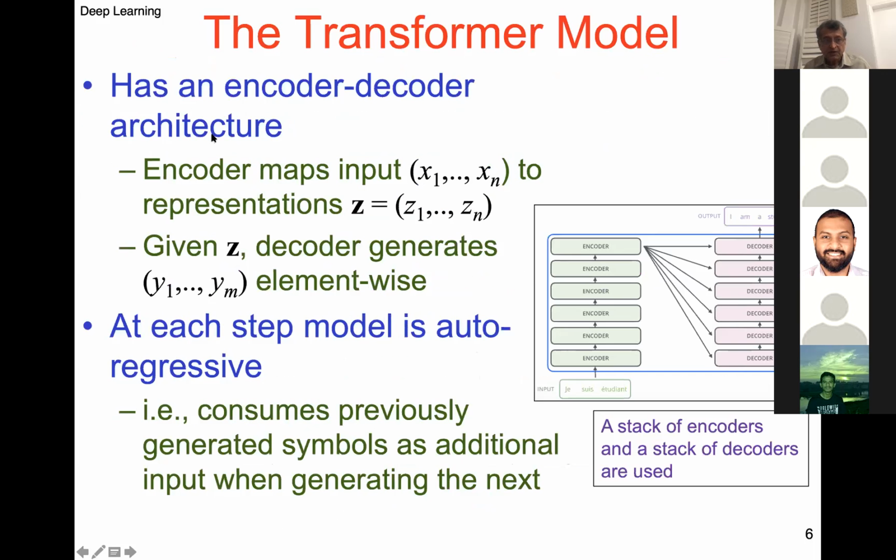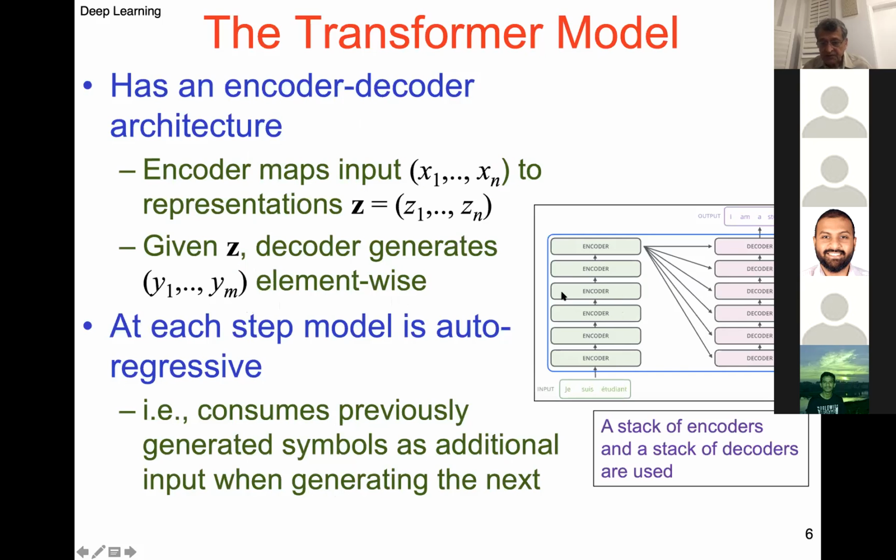So the transformer model has an encoder-decoder architecture. The encoder maps input x1 through xn to a representation z equal to z1 through zn. So given z, the decoder generates y1 through yn, the elements y. So it's got an encoder-decoder architecture. At each step, the model is autoregressive, consuming previously generated symbols as additional input when generating the next.